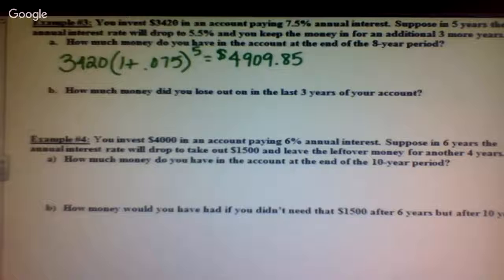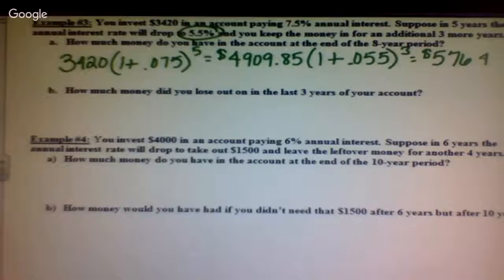Okay, we're not touching that money. It's going to stay in for an additional 3 years, but my interest rate has changed. So we're gonna now multiply this by 1 plus 0.055. My interest rate has now dropped. We're now at 5.5%, and this is going to continue for another 3 years. So we now raise this to the third power. 5,764.35. That should be 65.